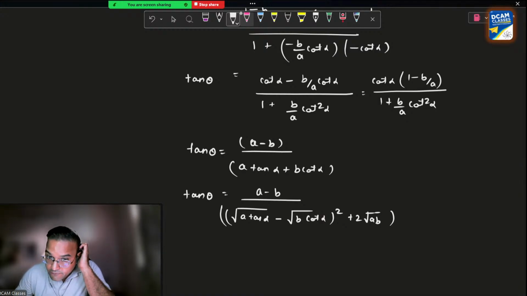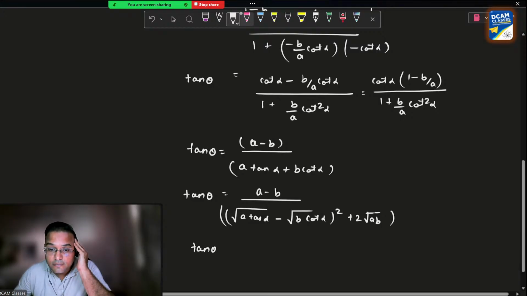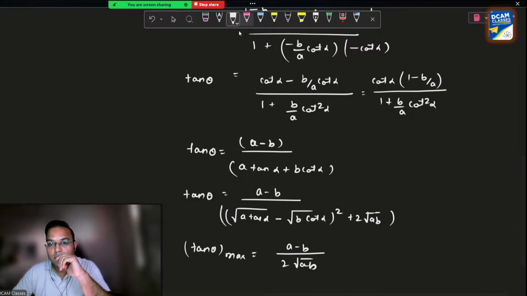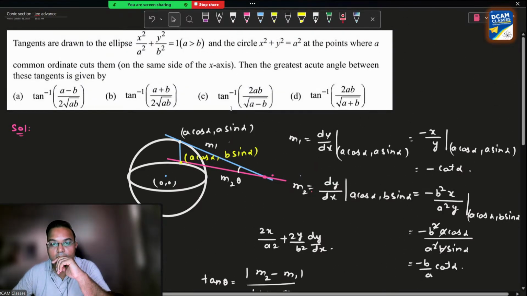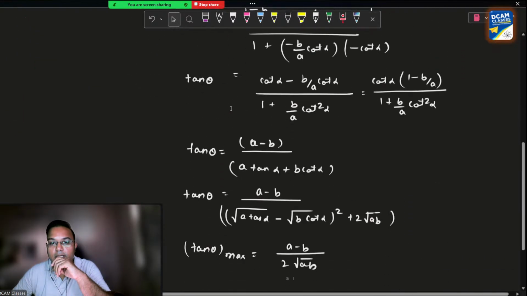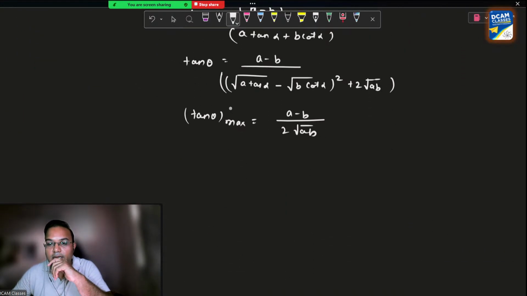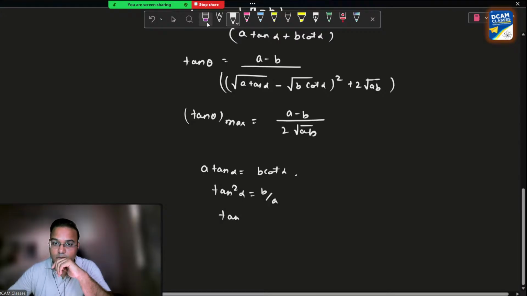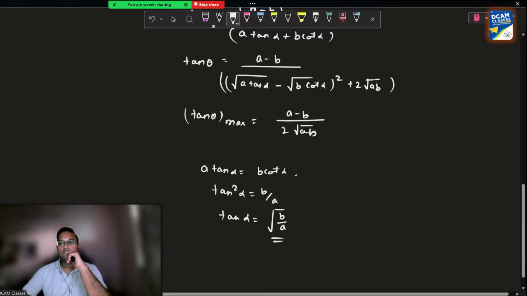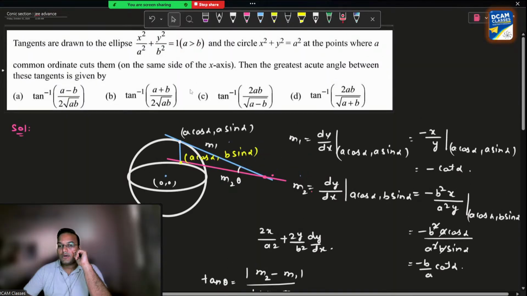So the maximum value of tan theta, the square part is 0, so the maximum will be a minus b by 2 root ab. And the value at which we'll get it is when a tan alpha is equal to b cot alpha. Means tan square alpha is equal to b by a. Means tan alpha is equal to root over b by a, we'll get this maximum value. Now we got the answer. A.